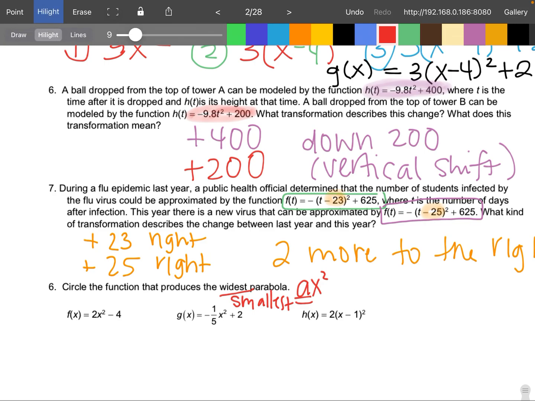Well, let's compare all of my a's. Here a is 2, here a is 1/5, again, ignoring the negative, and lastly, a is 2 for this third one. So which one's the widest, which would be the smallest, would be g of x.